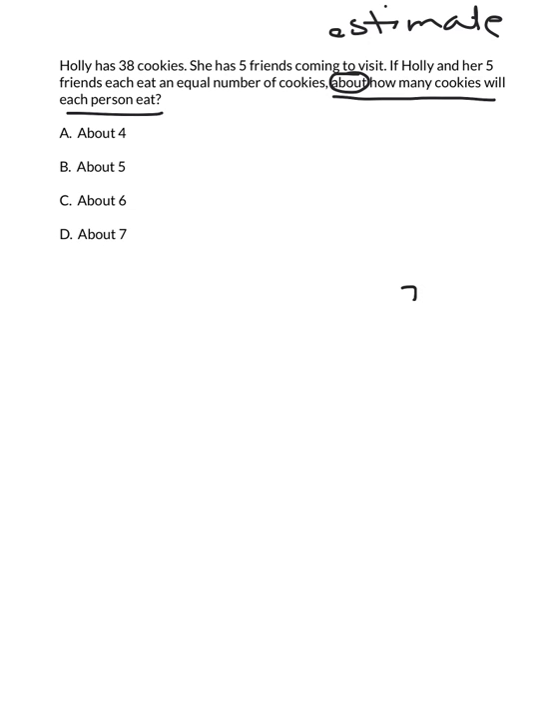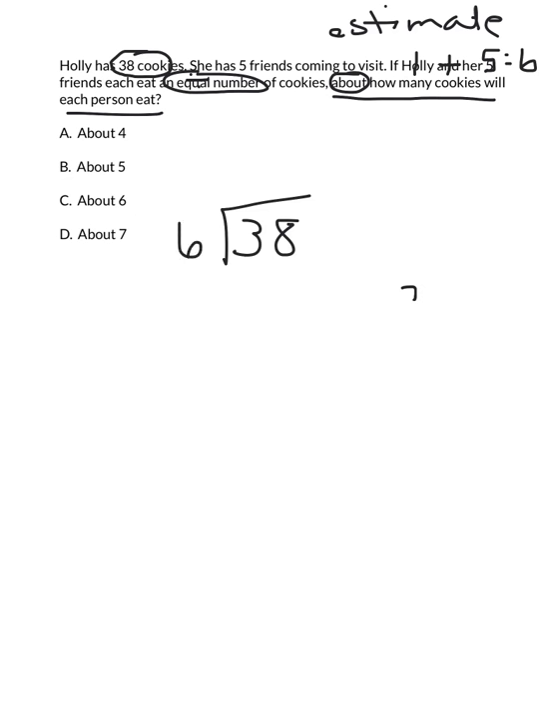Now, let's look at it step by step. She has 38 cookies. She has 5 friends coming to visit. This could be a distractor: Holly, which is one person, and her 5 friends, which equals 6 people, each eat an equal number, which means to divide, about how many cookies will each person eat. So then we've got to look at 38 divided by 6.